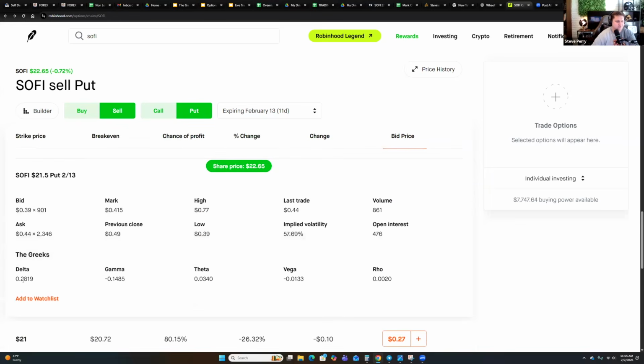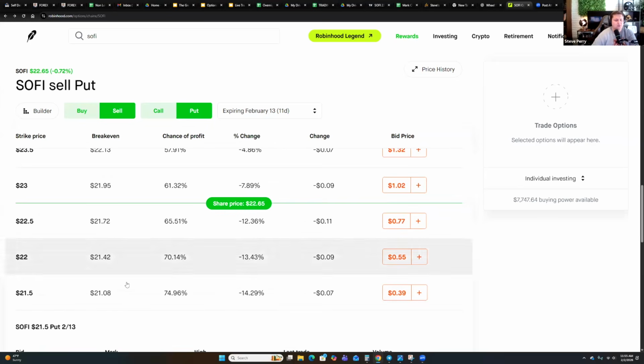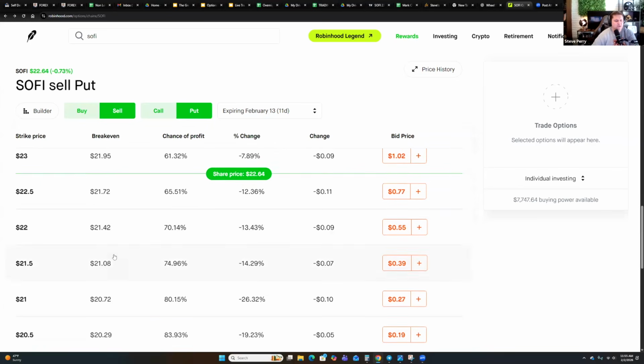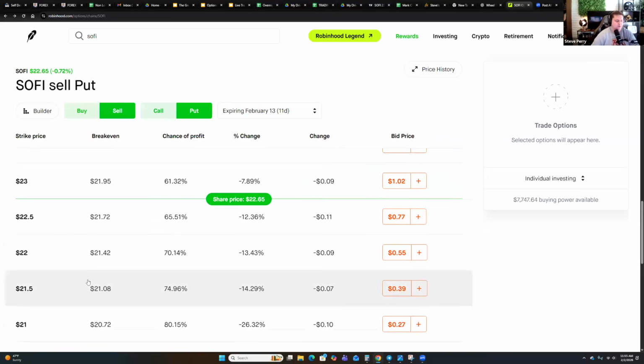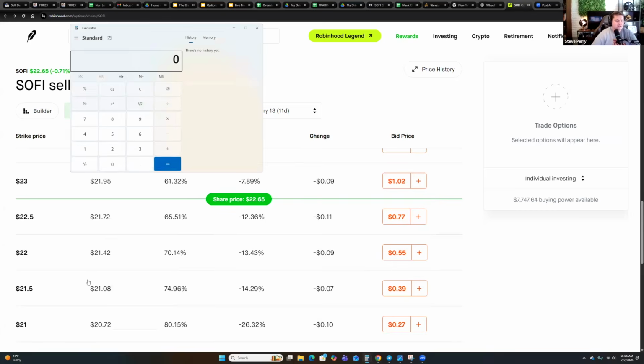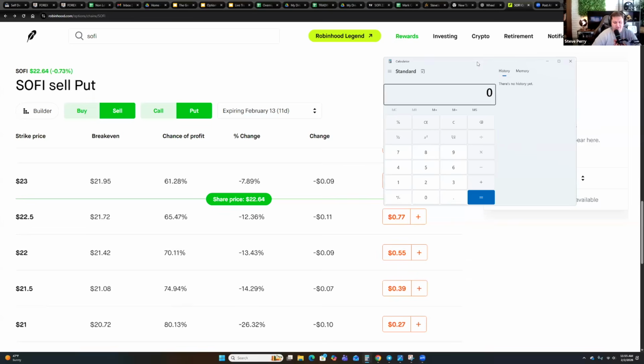Let's do this one. That one's closer to 28. I'm not going to earn as much premium, but it might be worth doing just to get a little bit of a lower strike price, because the market would have to drop. Let's do the math real quick on that. If I sold the 21.50 put and the market's at 22.65 right now, that would be 21.5 divided by the current share price of 22.65. The market would have to fall 5% for me to get assigned.